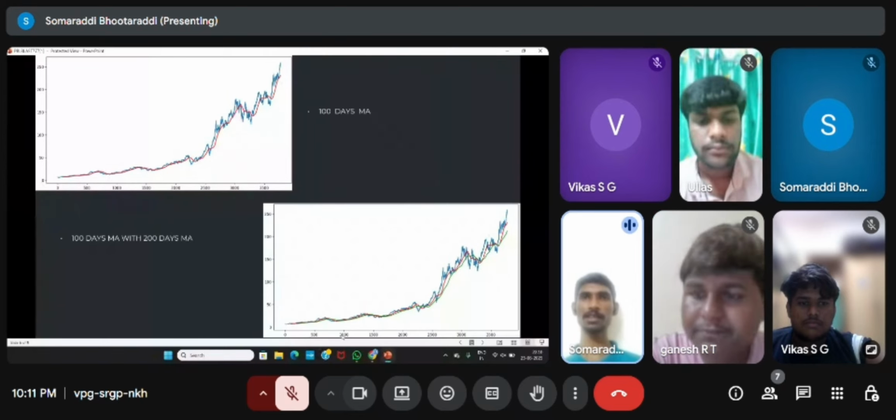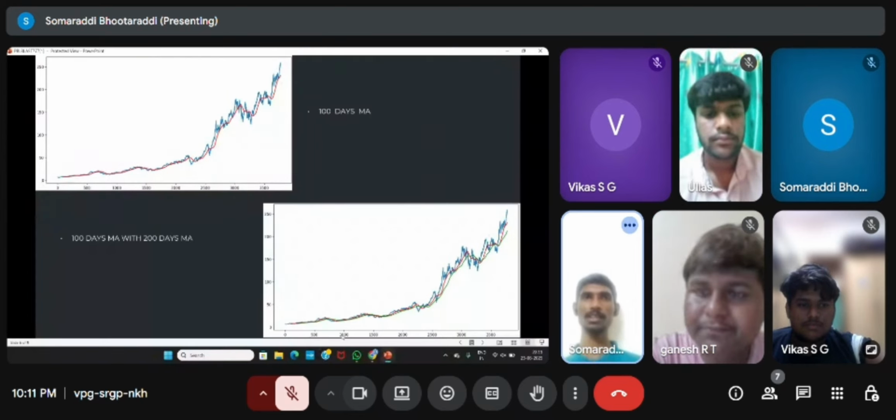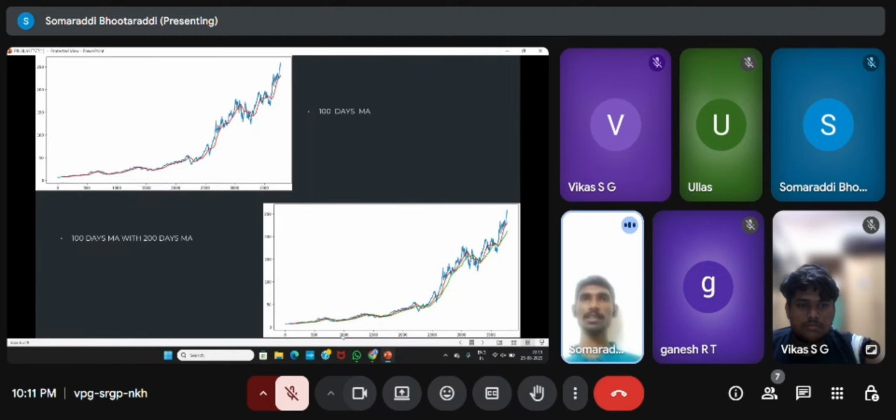Today I'm going to explain the stock price analysis. These are the two graphs of the stock price analysis. The upper one is the 100-day moving average graph and the lower one is the 200-day moving average graph.